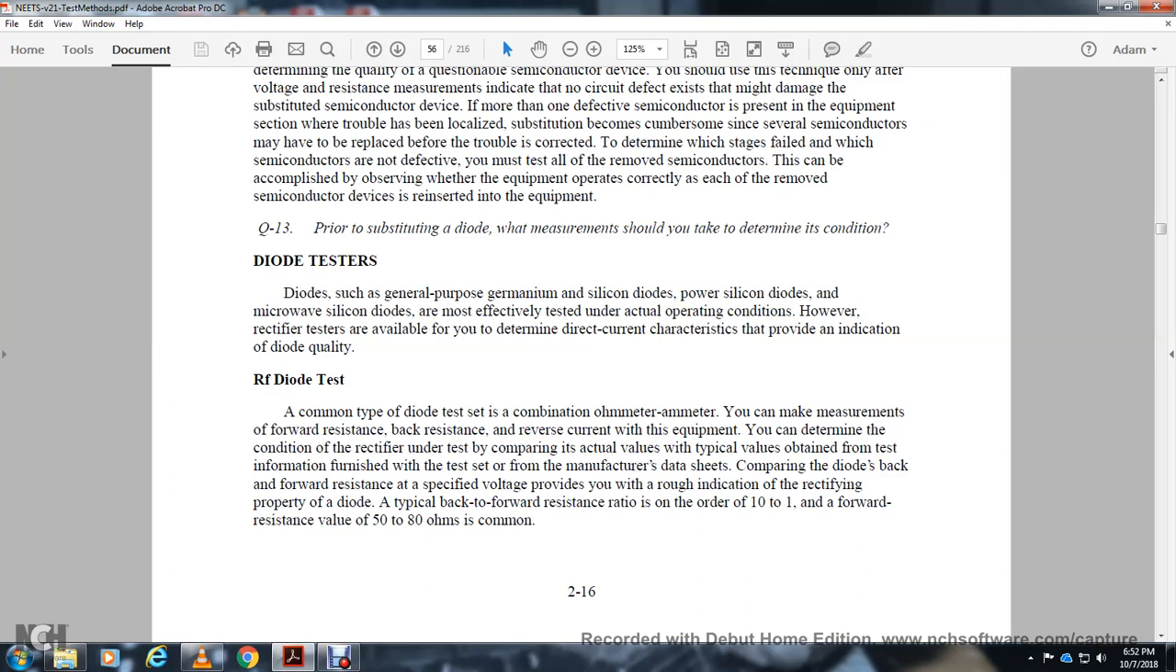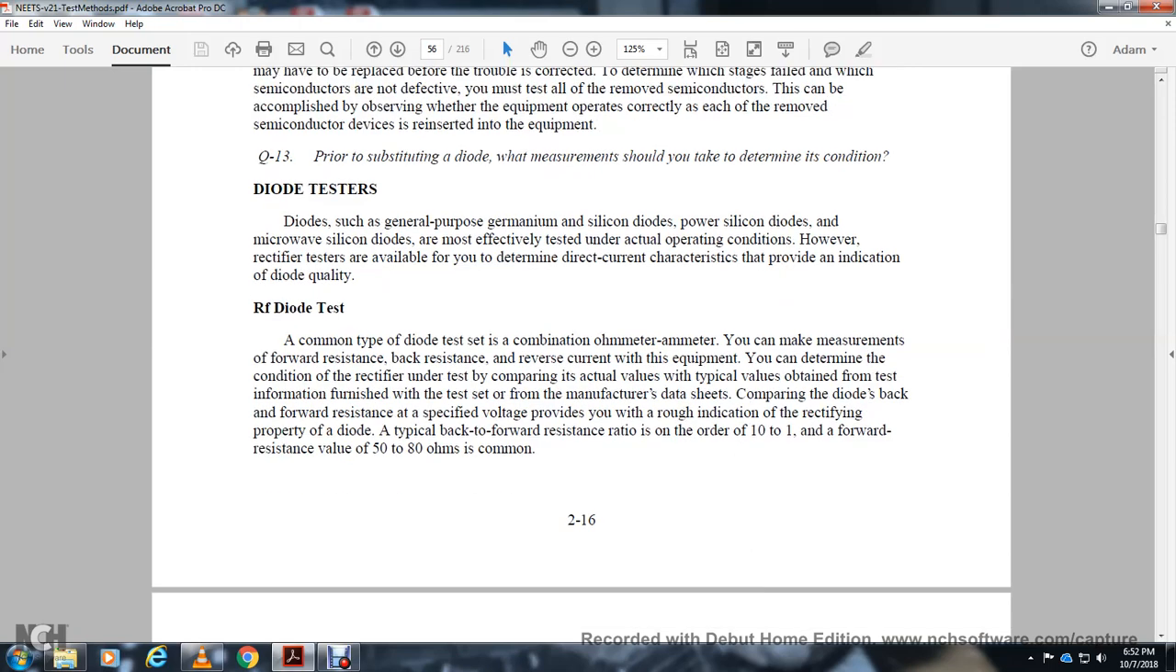With this equipment, you can determine the condition of the rectifier by comparing the actual values with the typical values obtained from the manufacturer's data sheet. Comparing the diode back resistance with the forward resistance at the specified voltage provides a rough indication of the rectifying property of the diode. A typical back-to-forward resistance ratio is on the order of 10 to 1. A forward resistance value of 50 to 80 ohms is common.